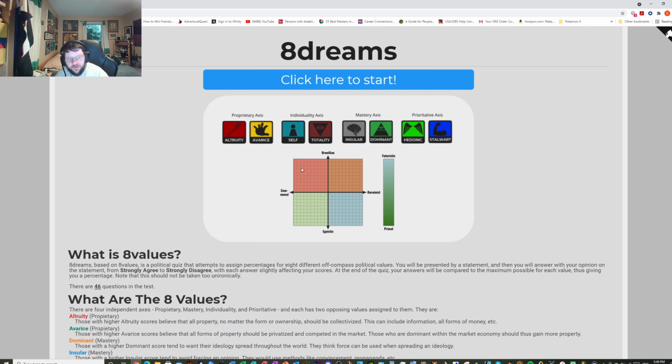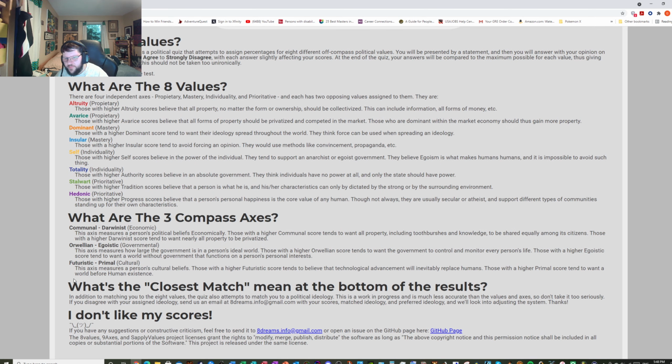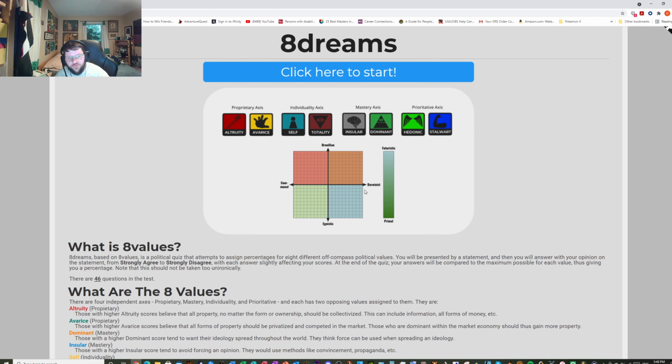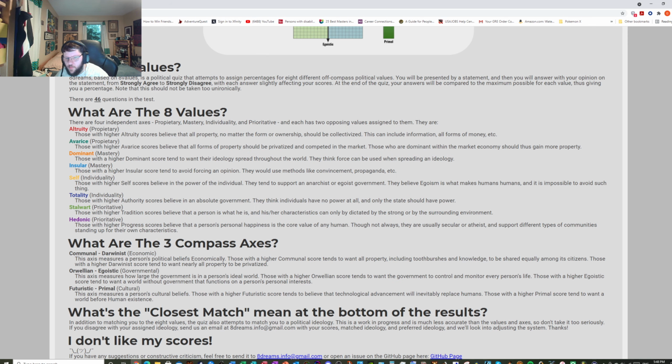Now we're going to go up to this compass because we were doing these axes. Communal versus Darwinist axis. This axis measures the person's political beliefs economically. Those with higher communal scores tend to want all property, including toothbrushes, and knowledge to be shared equally among its citizens. Those with a higher Darwinist score tend to want nearly all property to be privatized.